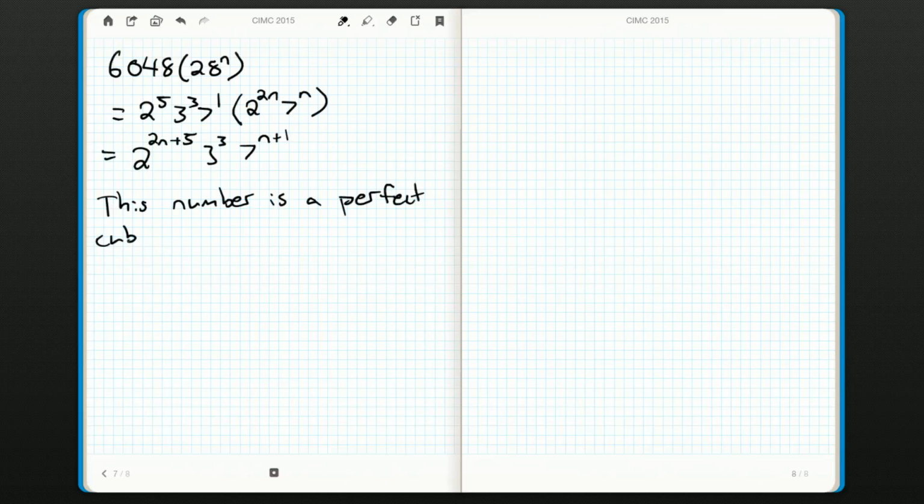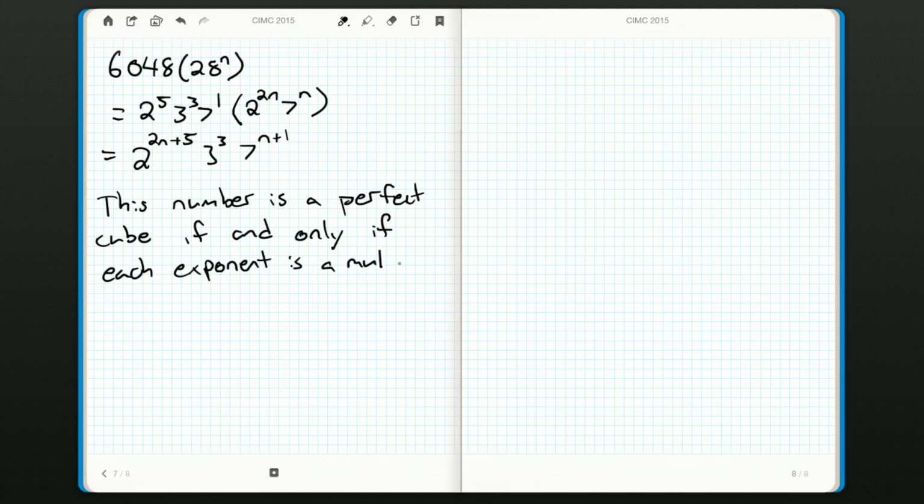So this number here is a perfect cube if and only if each exponent is a multiple of 3. So that means if each exponent's a multiple of 3, it's a cube. And if it's a cube, which we want it to be, each of these exponents has got to be a multiple of 3. That's what the if and only if means. If you have one thing, you have to have the other. So for a perfect cube, the exponents are multiples of 3. If each exponent is a multiple of 3, then you must be looking at a perfect cube. So that's the way the if and only if statement works.